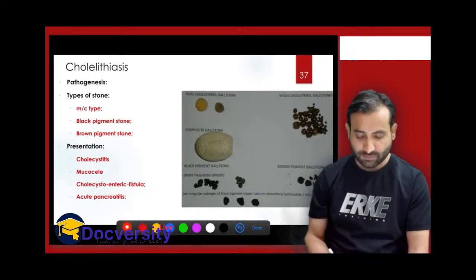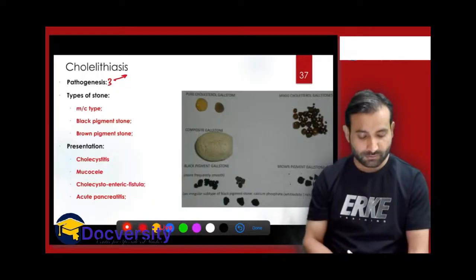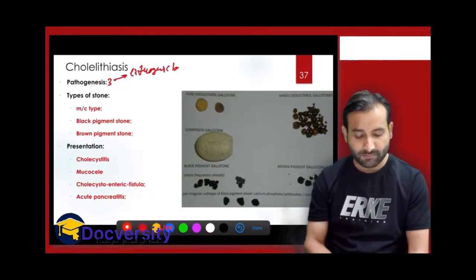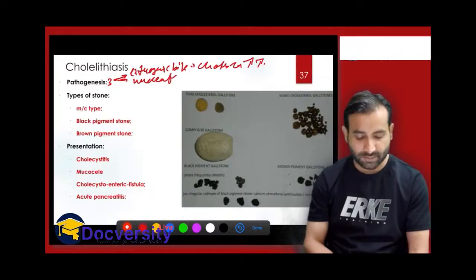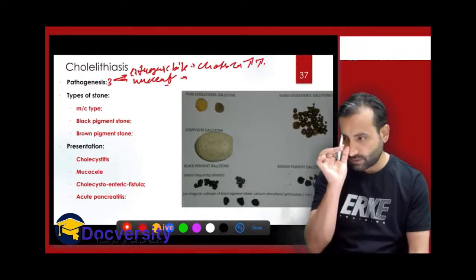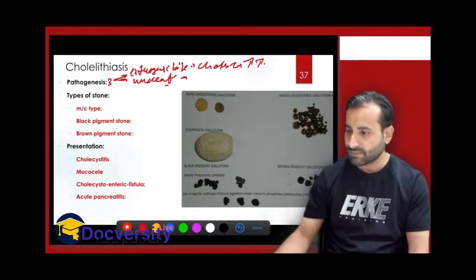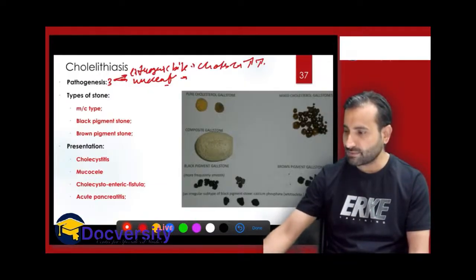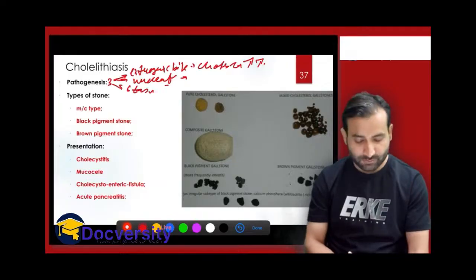Cholelithiasis. What is cholelithiasis? Cholelithiasis means the formation of the gallstones. And how is it formed? It has three mechanisms. That is what? Lithogenic bile. Lithogenic bile means cholesterol concentration increase in the bile. Another one is the nucleation. Nucleation means what? The cholesterol monohydrate crystal should be formed, and there should be the stasis.